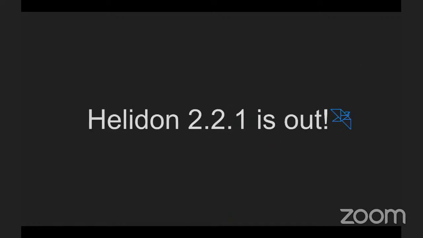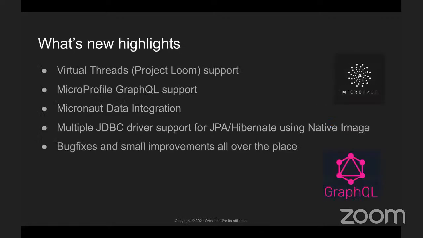But so Helidon 2.2 is out. And what does that actually mean for you? We have virtual threads support already. We have MicroProfile GraphQL support. They have Micronaut Data integration, which, as I told you, I will show you a little bit later. Multiple JDBC drivers now support native image. This is something we were focused on in this release, and of course some bug fixes. But let's take a look more deeply.